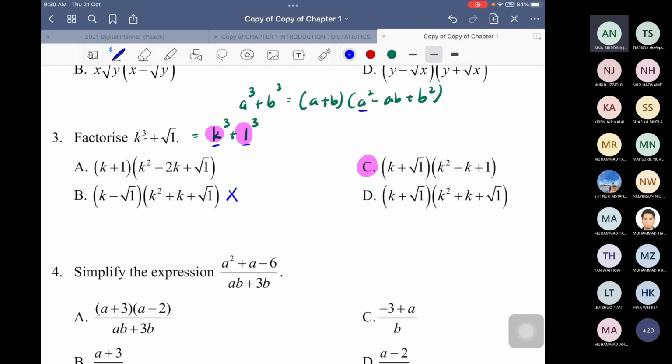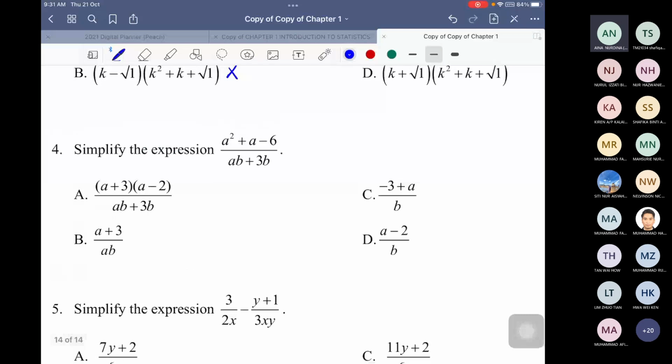So bila you ganti kat sini, jadi K kuasa 2. A kali B dapat K darab 1. So that is going to be K. And 1 kuasa 2, so that is going to be 1 lah. So that is why jawapan dia adalah C. And soalan ni sebenarnya student confused sebab square root 1. Tapi you kena ingat square root 1 sebenarnya nilai dia 1 saja. And of course kalau kita jadikan dia dalam bentuk cube, dia adalah 1 kuasa 3.